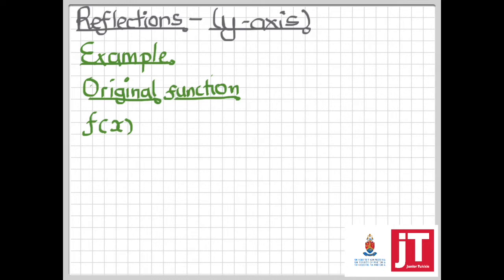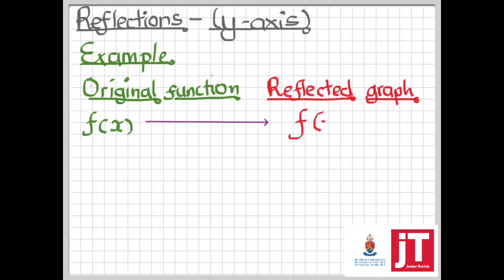Now, what we want to see, looking at function notation, is what would be the reflected graph? How will it differ from the original function? The only difference is that you're going to have f of negative x. If you notice the difference, the only thing that's different there is the negative in the reflected graph.